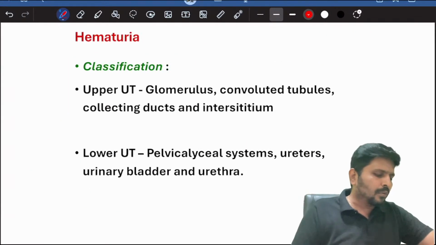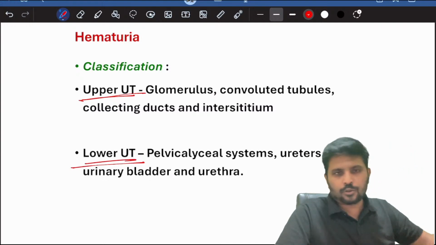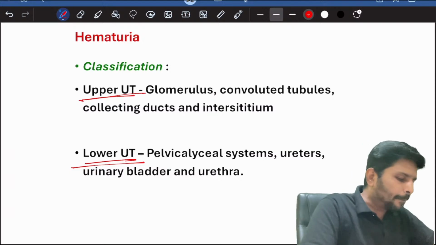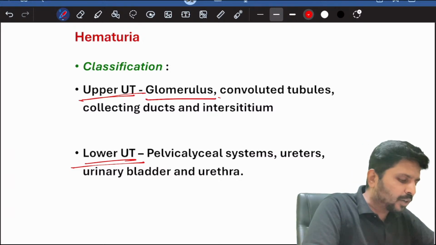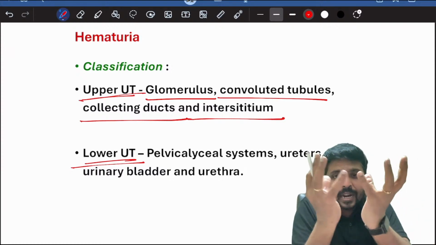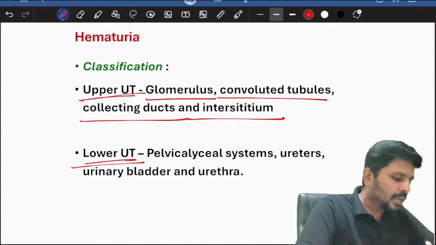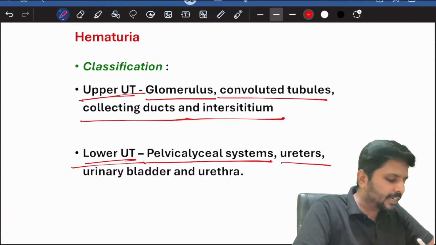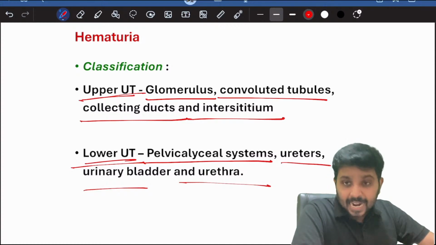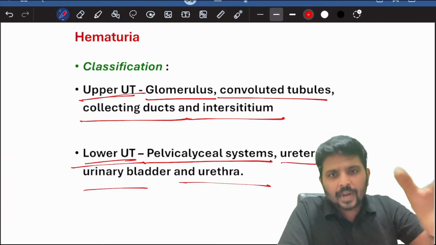Look at this. So what do you mean by upper urinary tract and lower urinary tract? Hematuria can arise from the upper urinary tract and the lower urinary tract. Upper urinary tract indicates glomerulus, convoluted tubules, collecting duct and interstitium. That is the glomerular tuft, the Bowman capsule. Whereas your pelvicalyceal system, ureter, urinary bladder, urethra means lower urinary tract. But to me, you need to divide only two things, glomerular or non-glomerular.